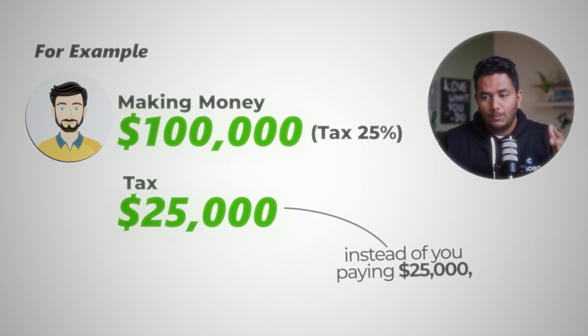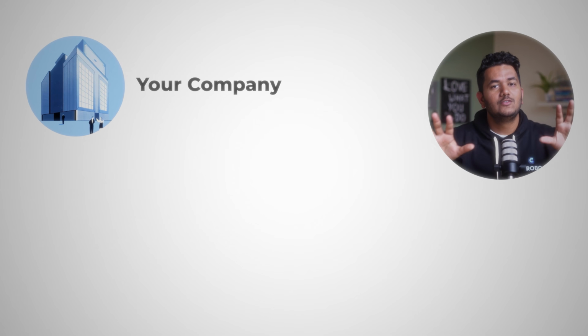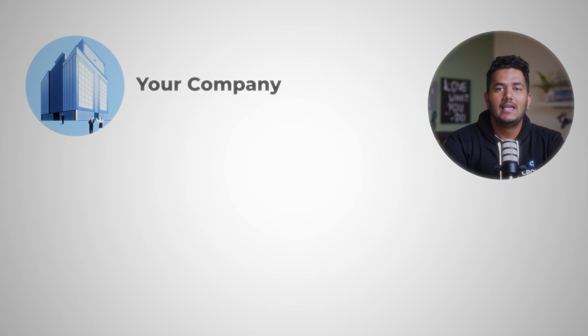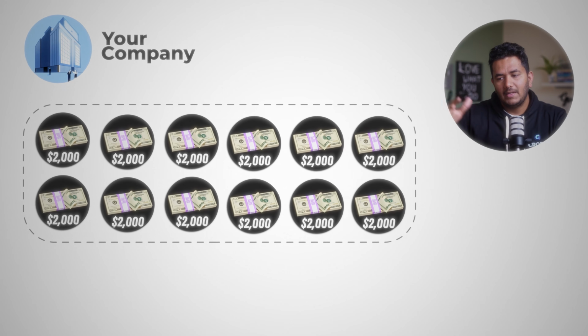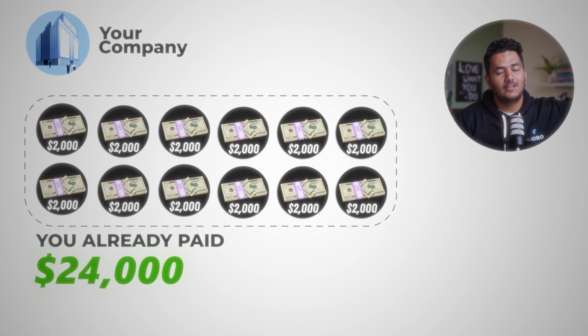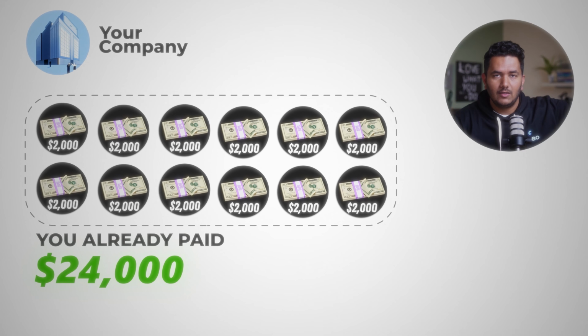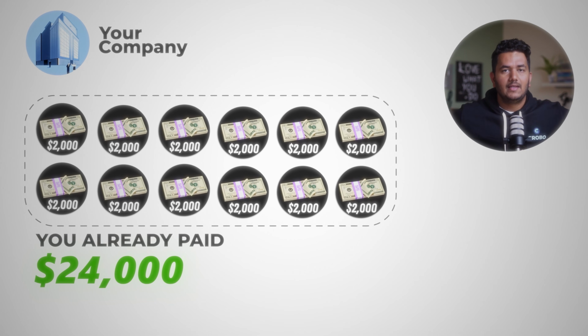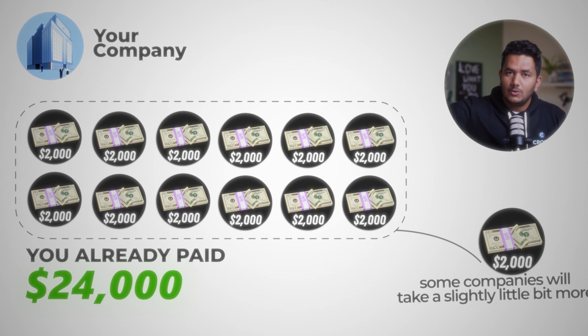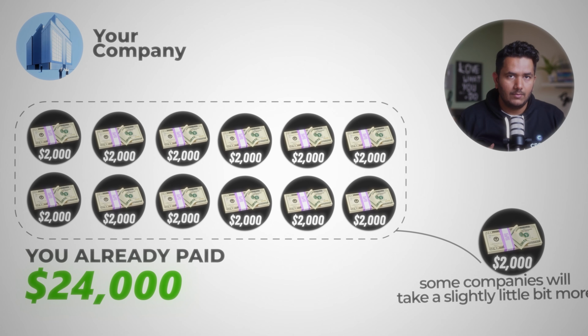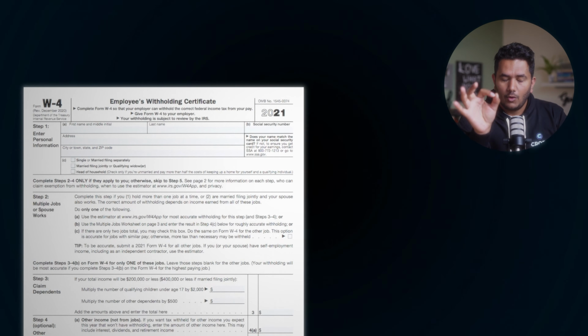So instead of you paying $25,000 the next year, what your company is doing for you, which I think is a good thing, is taking a little money every month, like maybe $2,000 every month. So by the end of the year, you have already paid $24,000 to the IRS or to the government. You don't have to worry about paying a big tax. And sometimes some companies will take a little bit more, so that when you file your taxes, you get a refund back. Now, how do companies know how much to take from your salary? And this is where the W4 form comes in.